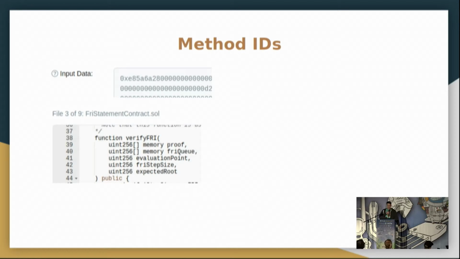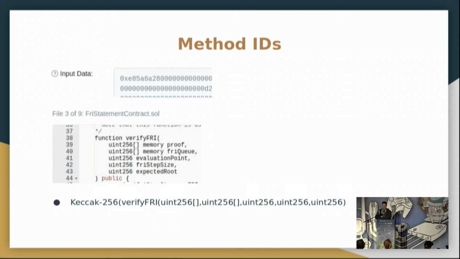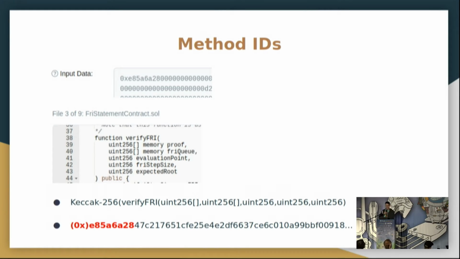So let's take an example. This here is the FRI statement for StarkWare. It verifies a FRI. So if you take this function, take out all the names of the variables and white space, and take the first 4 bytes of the Keccak-256 hash of that, then the method ID is this in red, which is the same as the first 4 bytes in the input data. So you can search through a bunch of data using whatever those function IDs are.